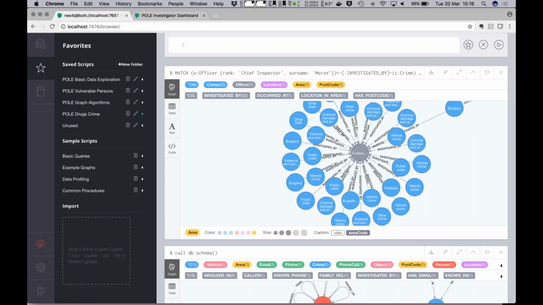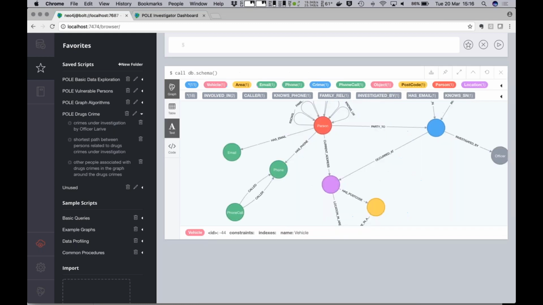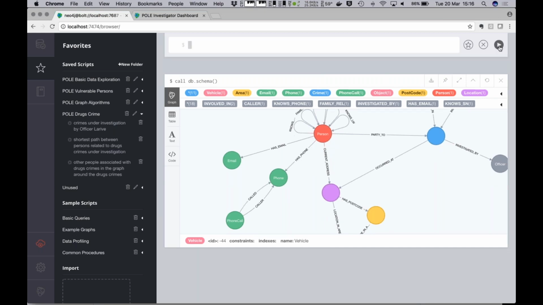Right, so we'll move on to taking a look at what a sample drugs investigation might look like on top of the POL data model. So we're going to start by looking at another officer who's in the database, Officer Lee Reeve, to see what crimes are investigated by Officer Lee Reeve and have the last outcome of under investigation. So this would give us crimes that are still open in terms of the investigation.